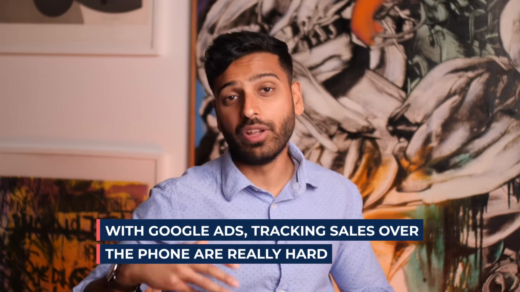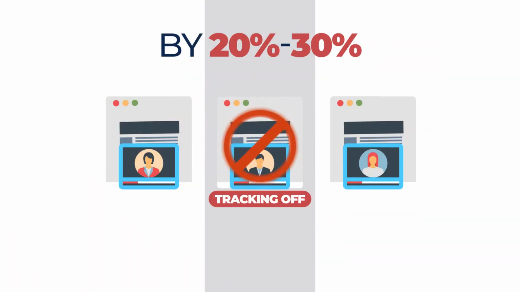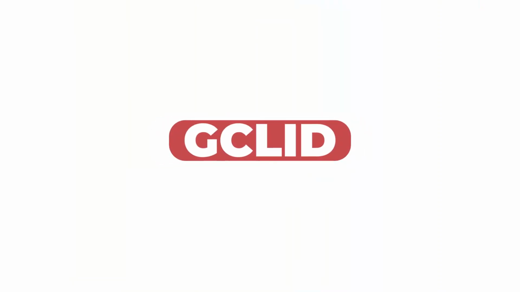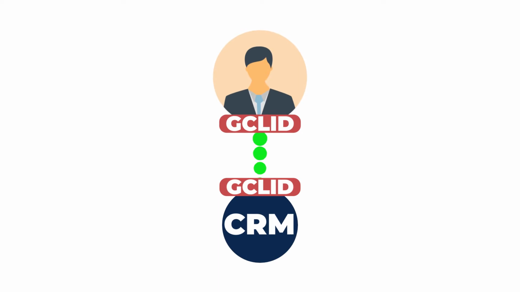Usually with Google Ads, tracking sales over the phone is really hard, and tracking is also a little inaccurate. For a lot of webinar funnels, we notice that tracking is off by 20 to 30%, which is just absolutely horrendous. The default tracking, which is based on a pixel, where you put a tracking code on the thank you page after they buy, is a little inaccurate. So what we suggest instead is to use Google Click IDs, which is far more accurate because you're attaching this parameter and it stays with that person in the CRM until the very end.